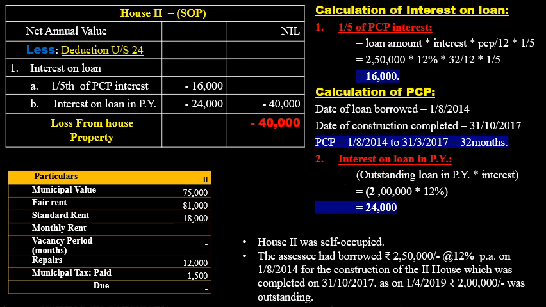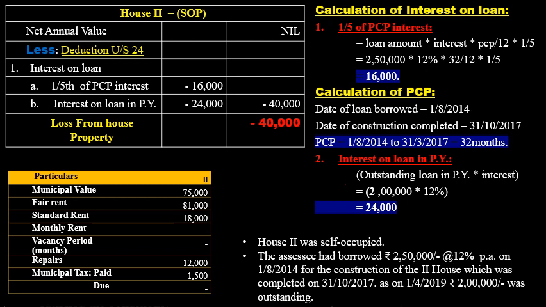Now the second house is self-occupied. There are not many details regarding the second house. So it is a self-occupied property, and you have to calculate interest on loan as per the provisions. There are two divisions: one is 1/5 of PCP interest and another is interest on loan in the previous year. So loan amount into interest into PCP by 12 into 1/5.